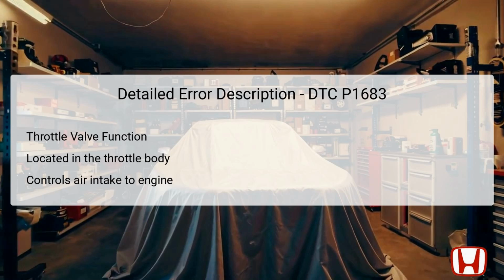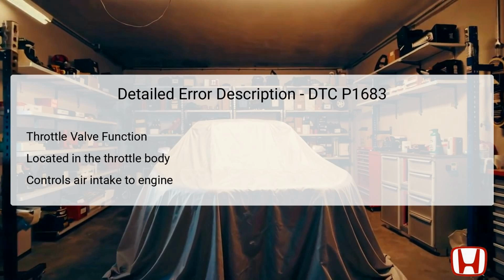The throttle valve is a vital component located within the throttle body housing. Its primary function is to regulate the air intake into the engine, which in turn influences engine performance, acceleration, and fuel efficiency. When the throttle valve operates properly, it opens and closes in response to the driver's input via the accelerator pedal. However, if there is an issue with the throttle valve's default position spring, it may not return properly after being actuated, leading to DTC P1683.